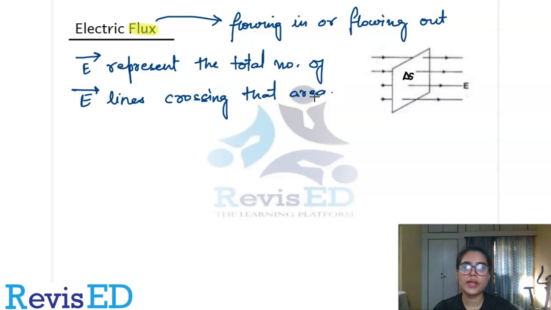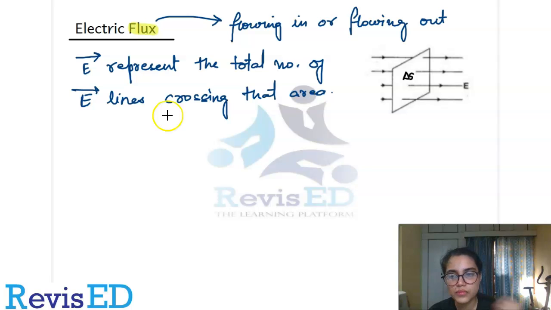So this is what I have made you understand. Over here we have an area which is kept in the presence of an electric field, and the electric field is going through that area. The amount of electric field experienced by this object will be equal to the total number of electric lines crossing this area. This is its definition.